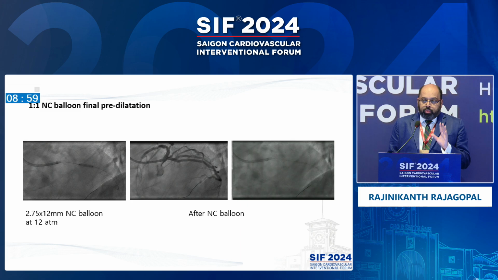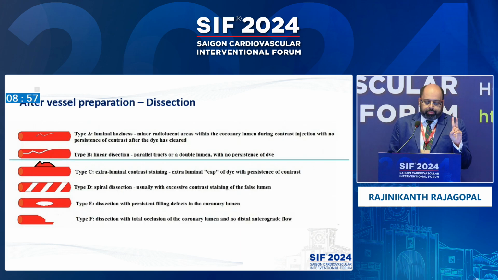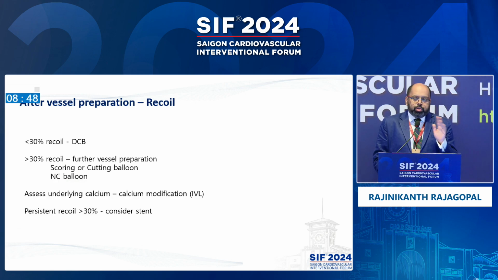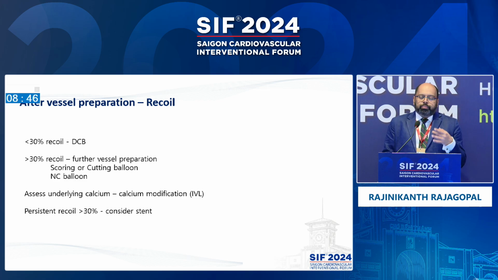At this point, we assess the vessel. We look for two things. Look for dissections. If it is type A or type B, it's okay. Anything more than that is not okay. Similarly, recoil. If it's less than 30%, you're good to go with the DCB. If it's more than 30%, you need to improve on it. You can try further expansion with a scoring or cutting balloon or an NC balloon. And if it's better, you go for a DCB. If not, you may have to put in a stent here.